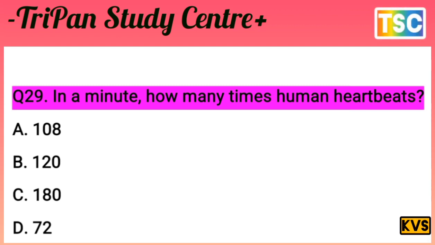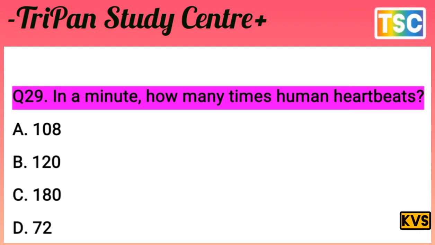Question here. In a minute, how many times does the human heart beat? Option A 108 times, B 120 times, C 180 times, D 72 times.